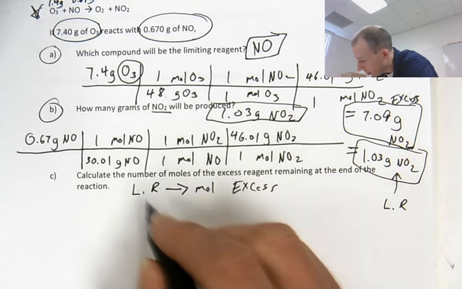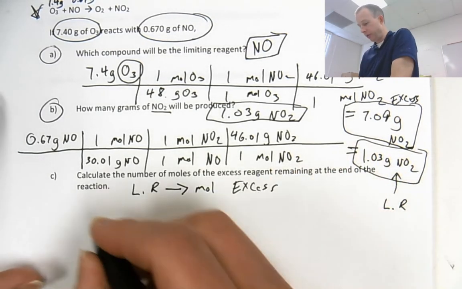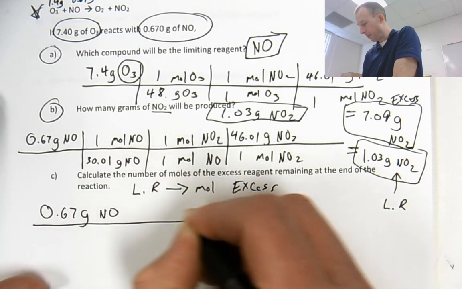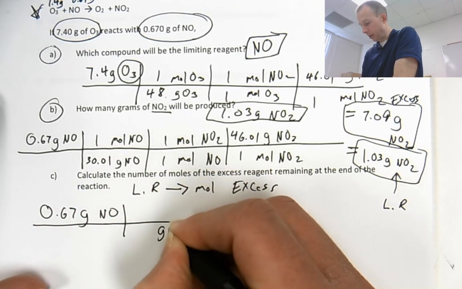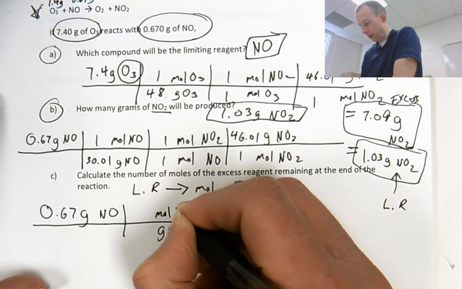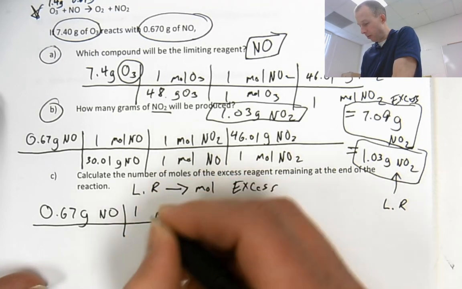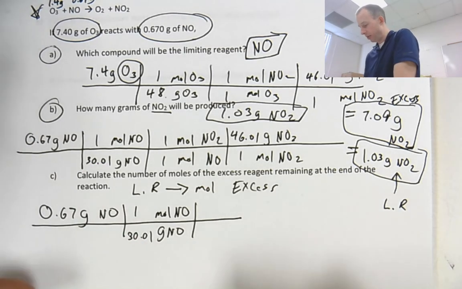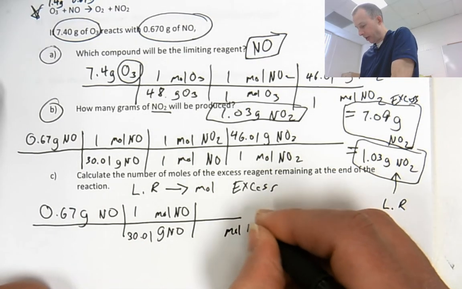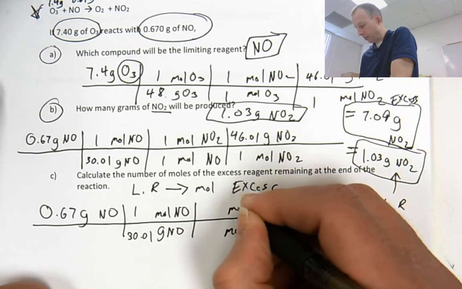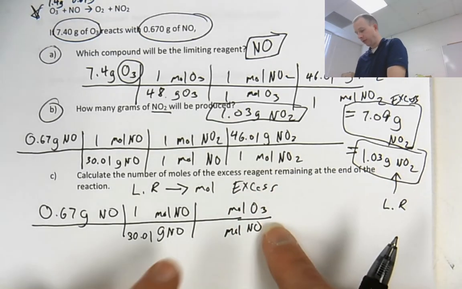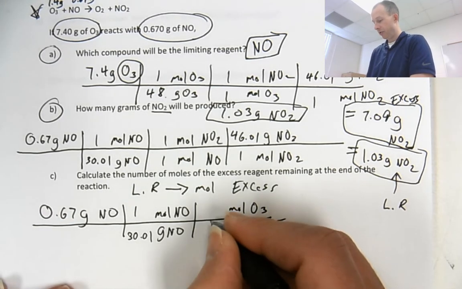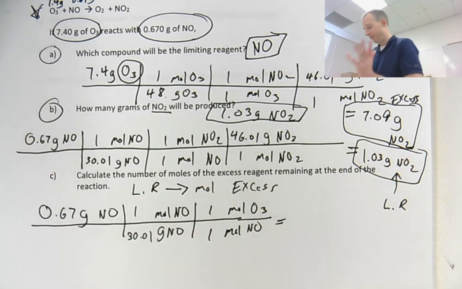So to do this, we're going to go from limiting reactant to moles of excess. So that means we're going to do 0.67 grams of NO. We're going to do grams of NO, moles of NO. 1 mole, and this is easy because you already know all the masses, you can just take them from the other parts of the problem. Moles of NO, and then we're just going to go to moles of O3. So we're converting to moles of the excess. In this case, all the coefficients are 1. It's a nice problem like that because it's one less thing to do.